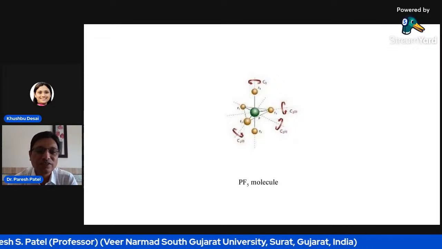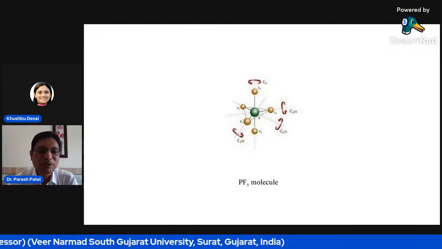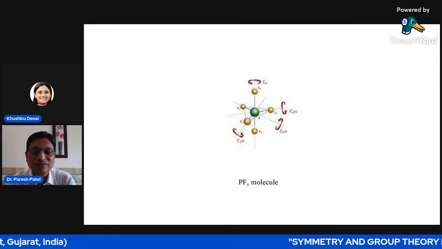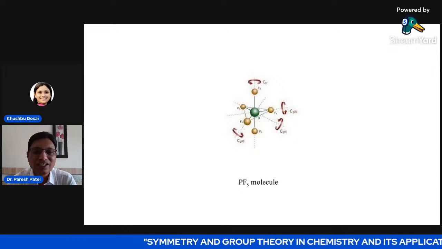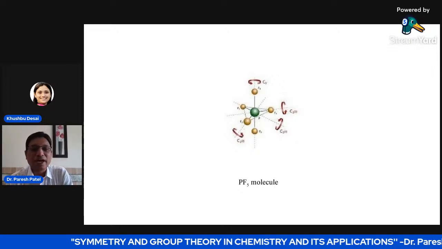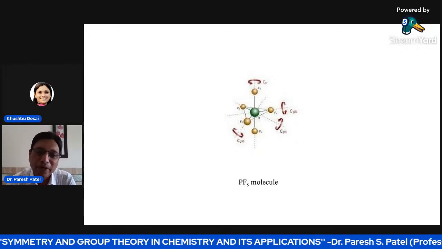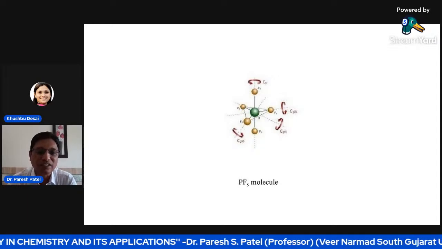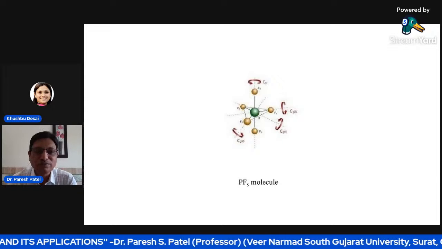Dear students, the shape of the PF5 molecule is trigonal bipyramidal. It means we have to imagine a plane in such a way that the plane is perpendicular to the main principal axis. So the PF5 molecule consists of one horizontal plane. Okay, next one, please.